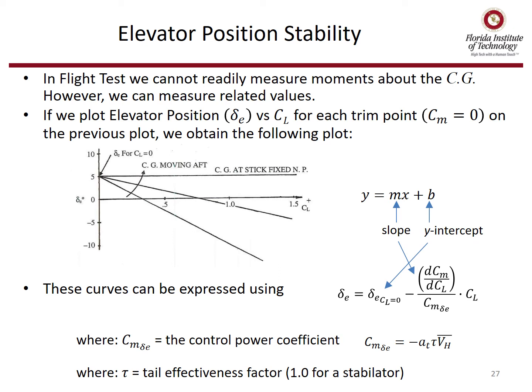When we take this data in flight, it generally has a linear relationship, and we're back to our y equals mx plus b type of relationship, where we have the y-intercept, the delta E at CL equals 0, then we have the slope of the line, and then we have the x-axis value, which in this case is CL. So we can write equations for these curves, and we can measure the slopes. Cm delta E is the control power coefficient. It has alpha t, tau, and the tail volume coefficient. In this case, tau is a tail effectiveness factor, which is 1 for a stabilator and something less than 1 for an elevator.